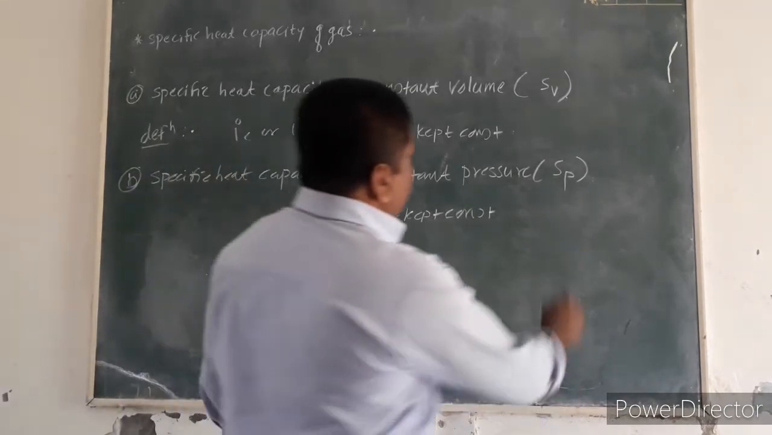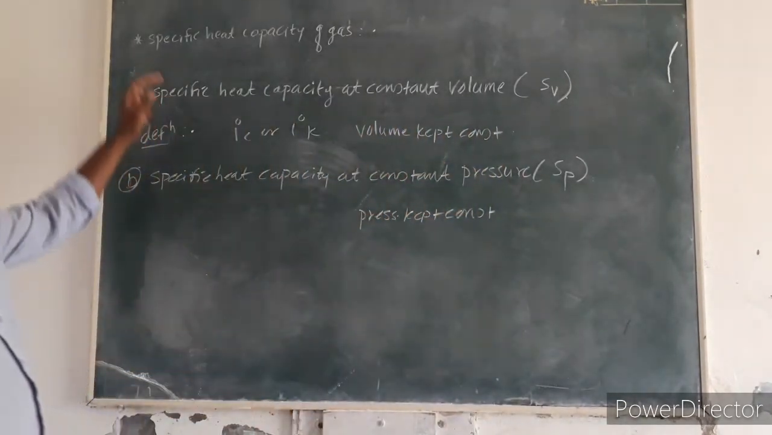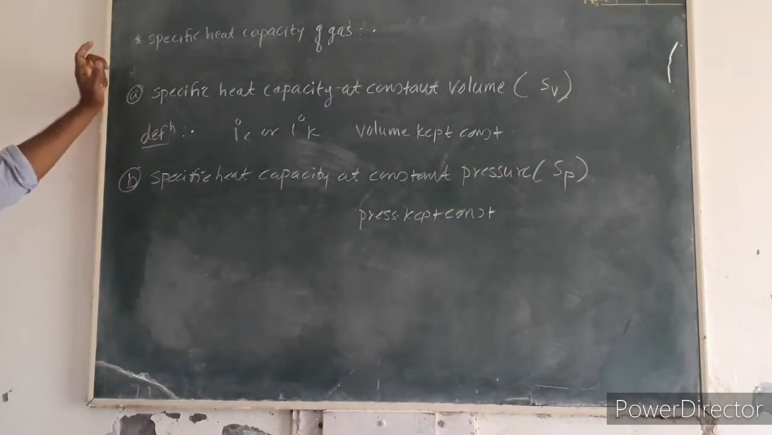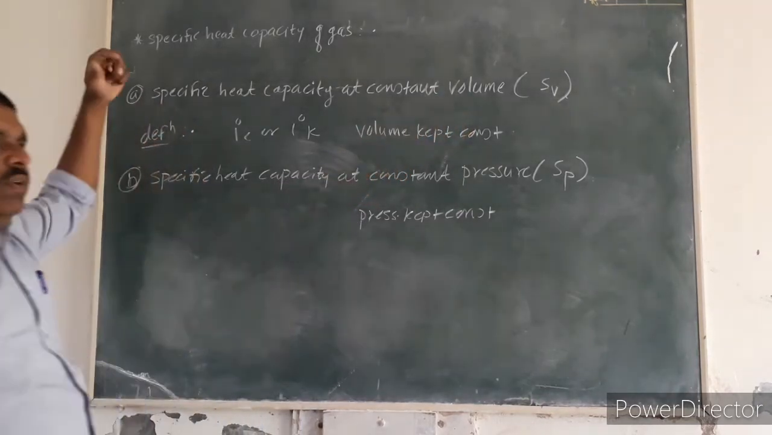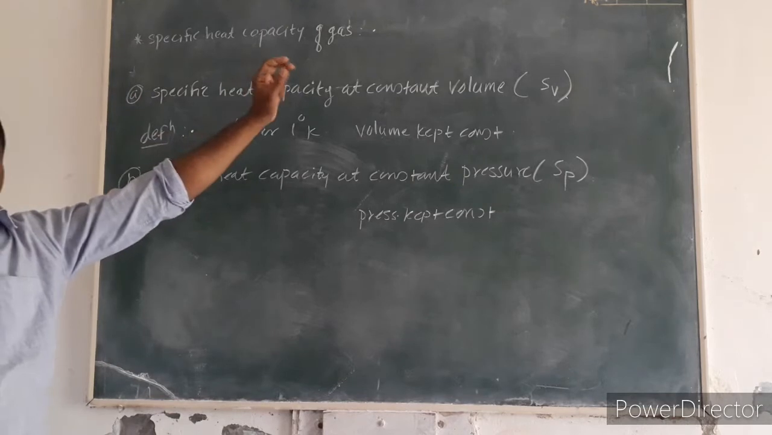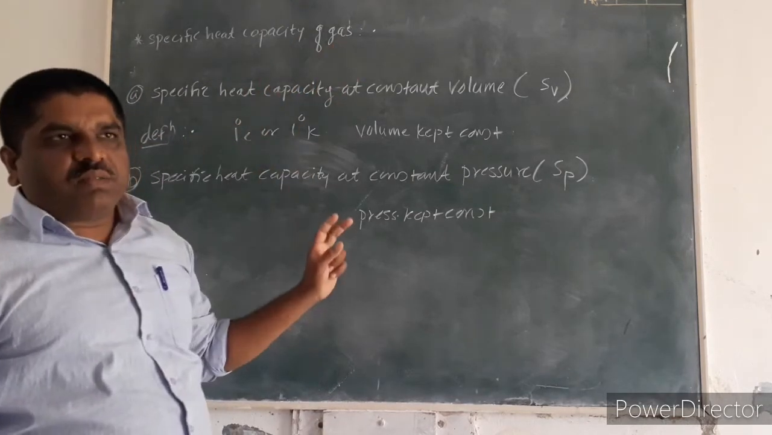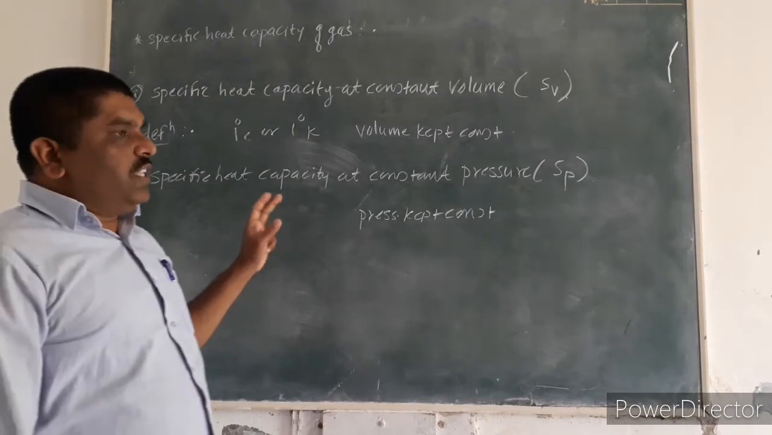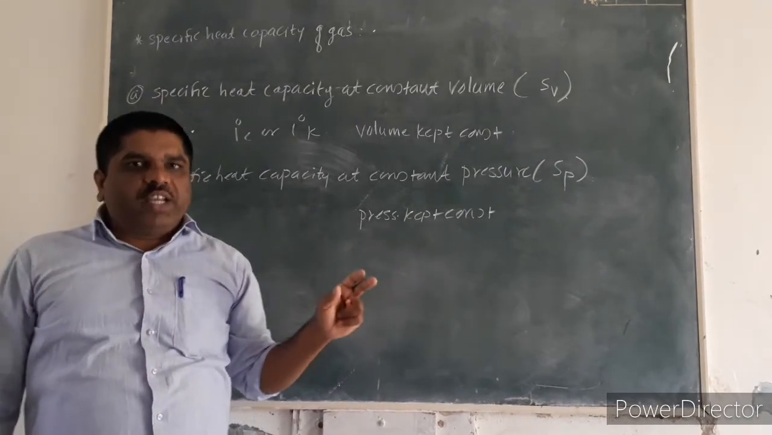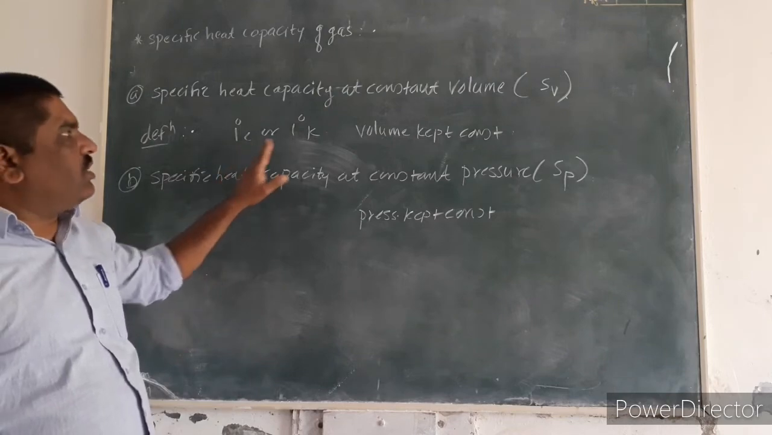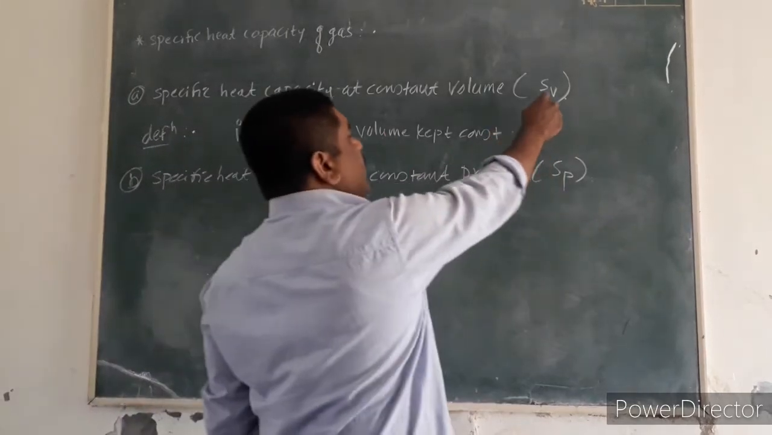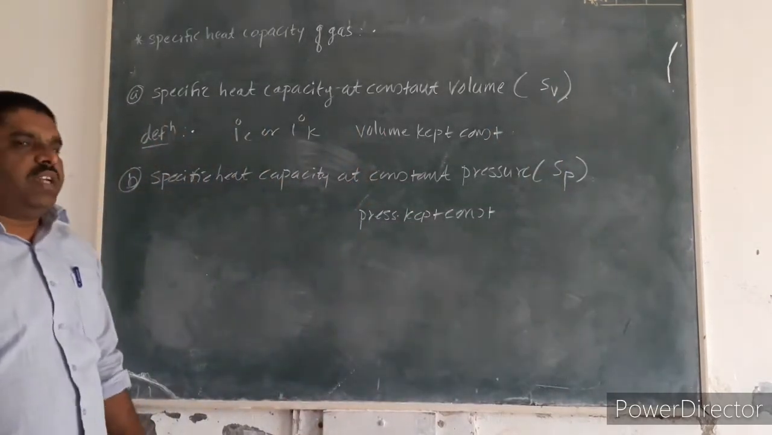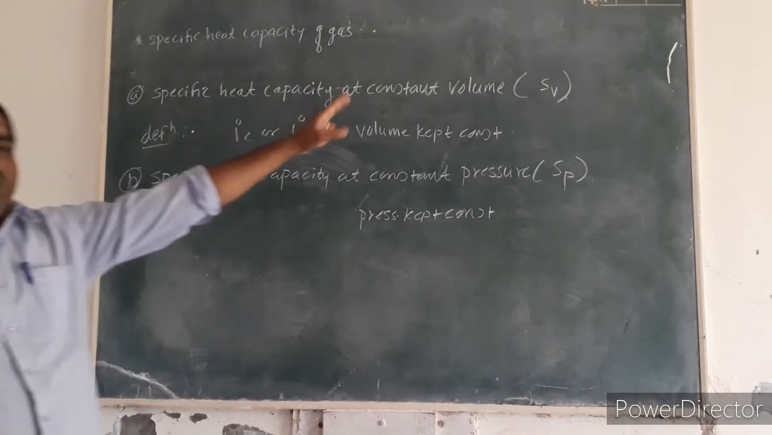And this is denoted as SP. These are the two types of specific heat capacity: at constant volume and at constant pressure. SV means if we give the heat or quantity of heat to any substance of mass 1 kg, then its temperature increases or decreases by 1 degree Celsius or 1 degree Kelvin and volume kept constant, then that is called SV, that is specific heat capacity at constant volume.